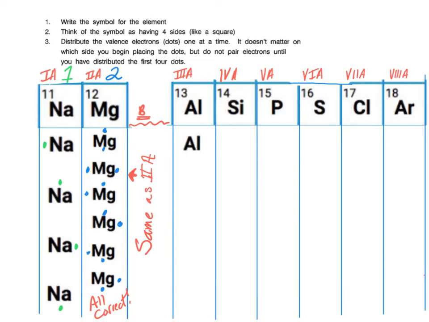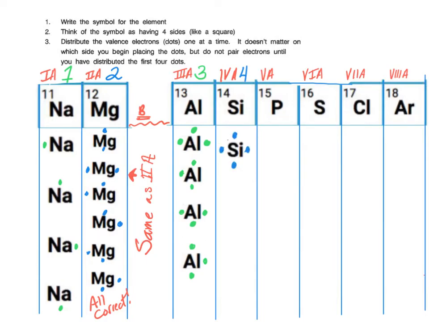We go to group 3A, and in group 3A, we have 3 dots. So again, we're going to put 3 dots, and they can go in a variety of different positions. So let's draw those out. And again, you can choose whichever one of those you want to. It doesn't matter top, right, left, bottom, as long as they're not paired up. Okay, let's do silicon. Silicon is in group 4A. It has 4 dots, and that's 1 on each side. There is no choice. It's all going to look the same.